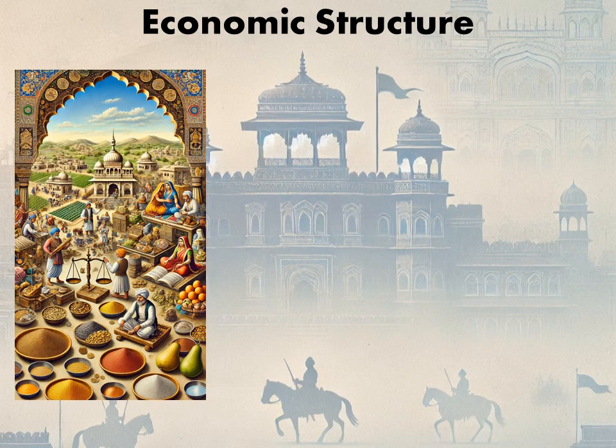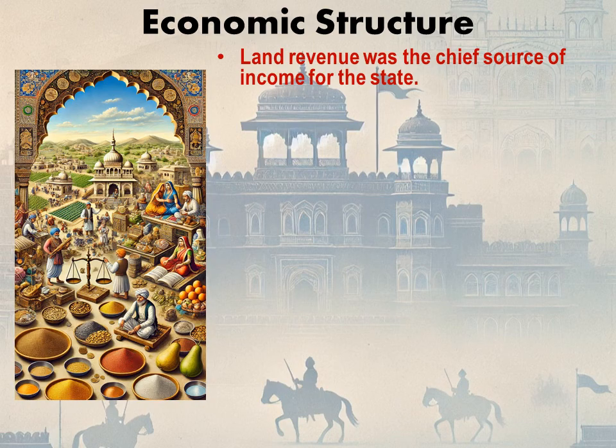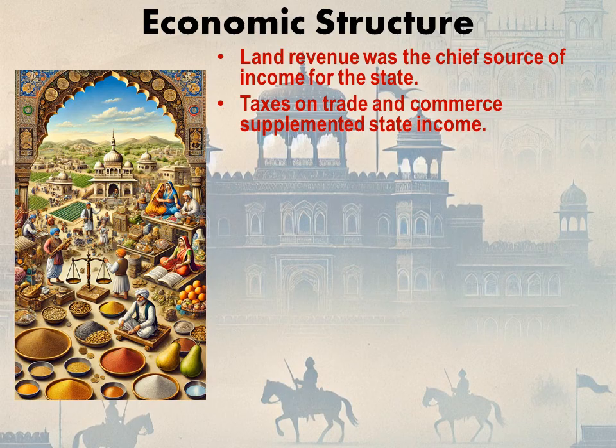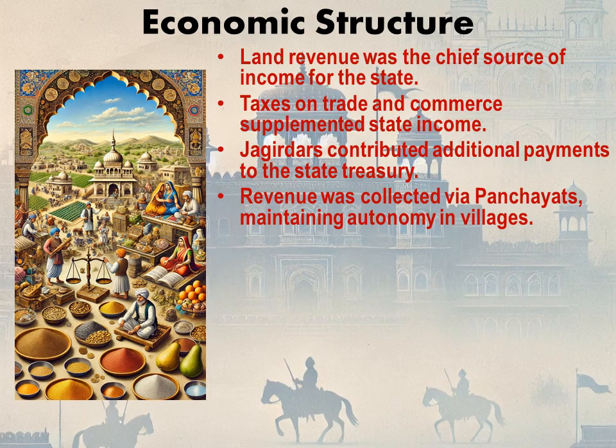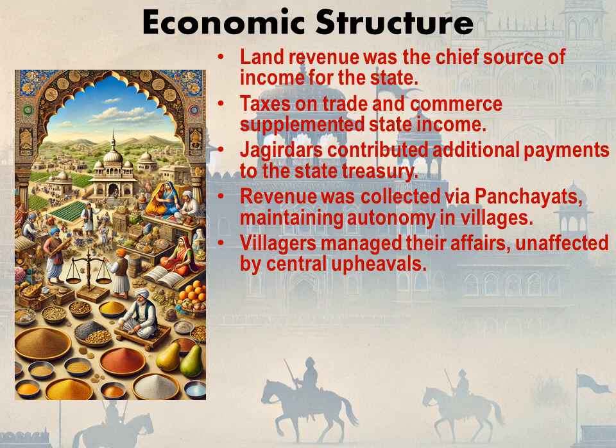Economic structure. Land revenue was the chief source of income for the state. Taxes on trade and commerce supplemented state income. Jaigirdars contributed additional payments to the state's treasury. Revenue was collected via panchayats, maintaining autonomy in villages. Villagers managed their affairs unaffected by central upheavals.